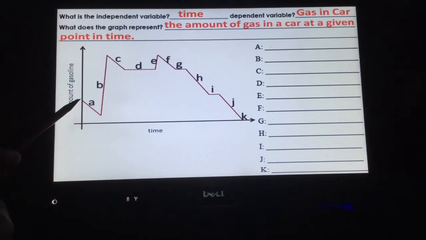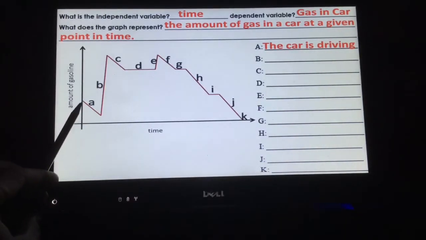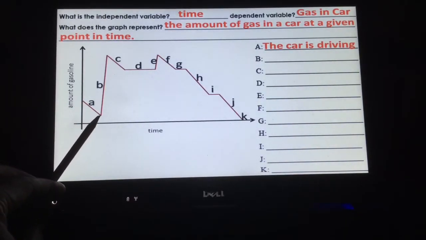Now over here, you can see that we're not starting at an empty tank because we're not at the empty part. We're up here. So we're starting with some gas in there. Now, since the gas is decreasing, the only way that gas can decrease in a car is if the car is driving. So in part A, what I'm going to write down is that the car is driving because that's the only way that you can see that it's decreasing.